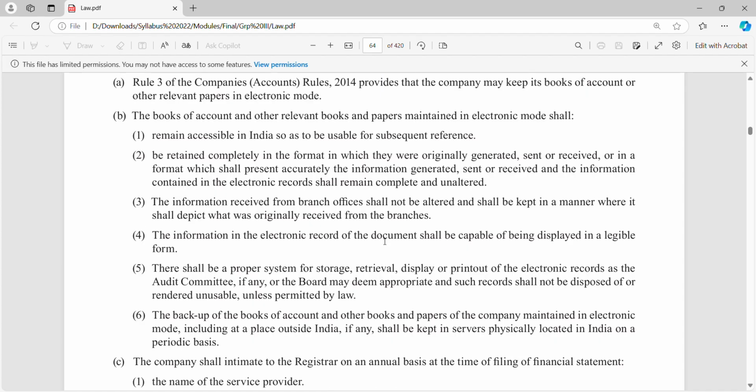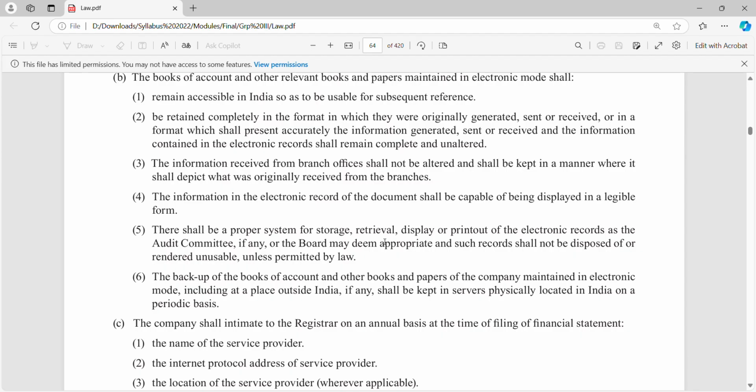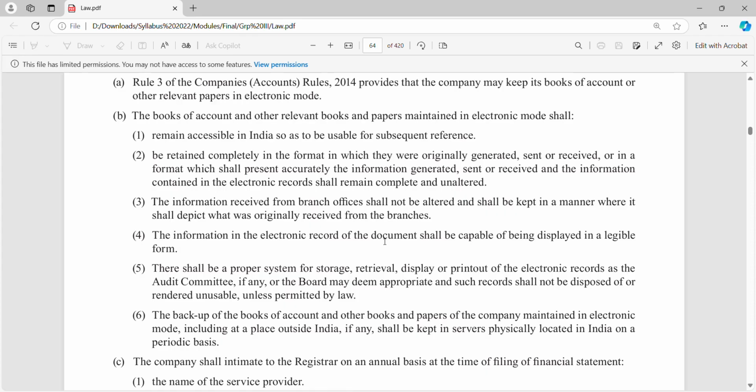There shall be a proper system for storage, retrieval, display, or printout of electronic records as the audit committee, if any, or the board may deem appropriate, and such records shall not be disposed of or rendered unusable unless permitted by law. The backup of the books of accounts and other books and papers of the company maintained in electronic mode, including at a place outside India, if any, shall be kept in servers physically located in India on a periodic basis. Okay, please check. These are the points we are required to keep in mind for the electronic mode of books of accounts.